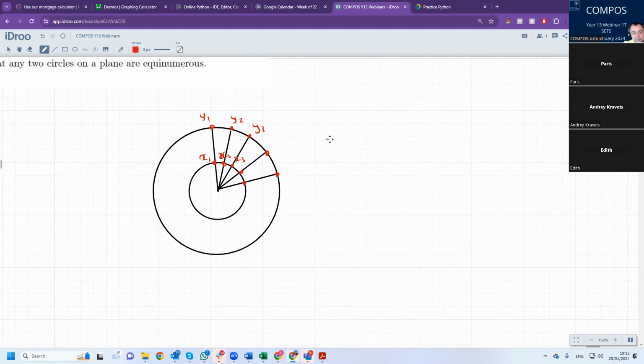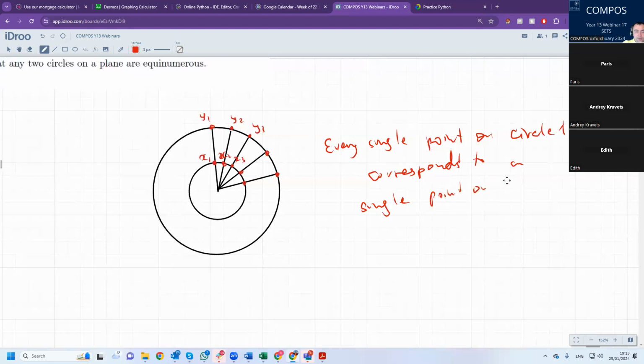For every single point on circle 1 corresponds a single point on circle 2. Hence, the two circles are equinumerous.